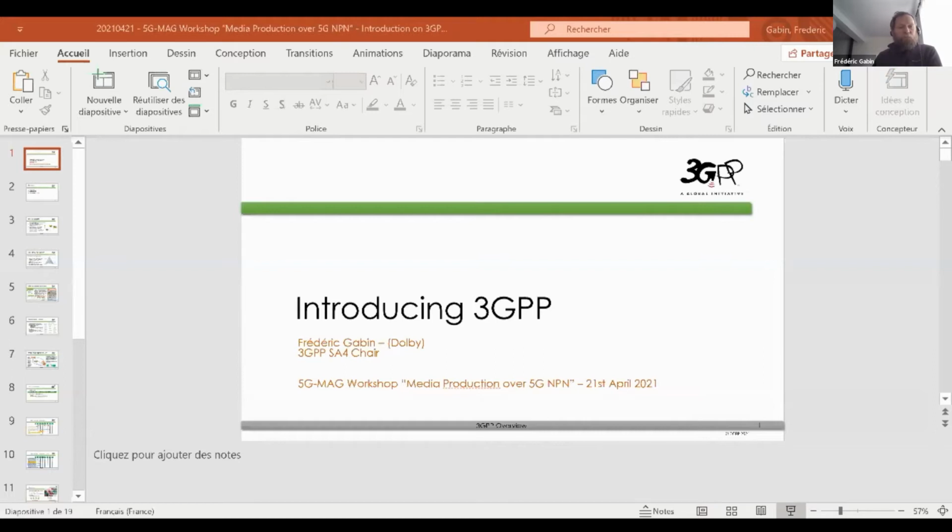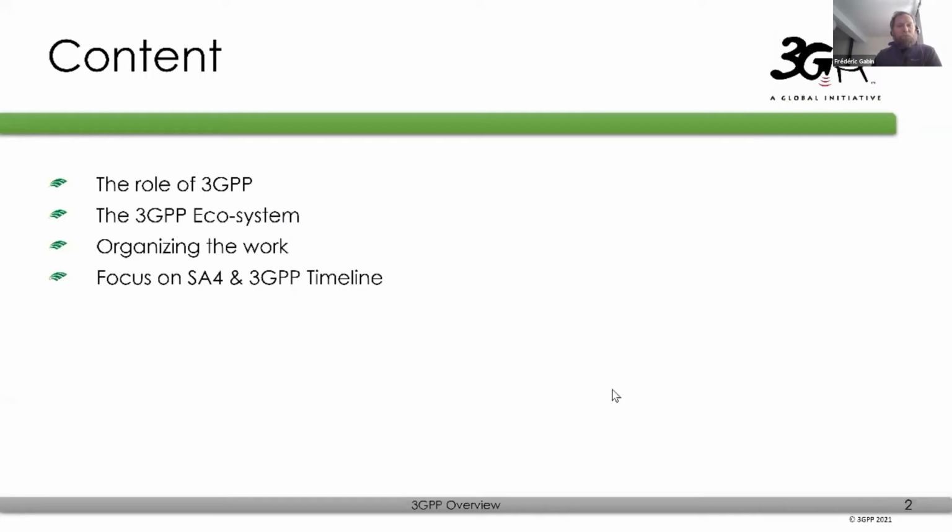I'm Frédéric Gabin. I'm the chair of one of the working groups of 3GPP dealing with media. And let's dive in. What's the content? First, the role of 3GPP as part of the telecommunications industry, the ecosystem surrounding 3GPP and the various groups and partners, some views on the insights of 3GPP's organization, and a focus on the SA Working Group 4, where this study is taking place, and the overall timeline. That was the content.